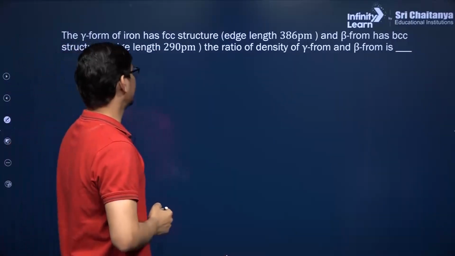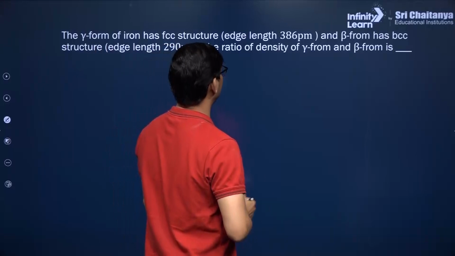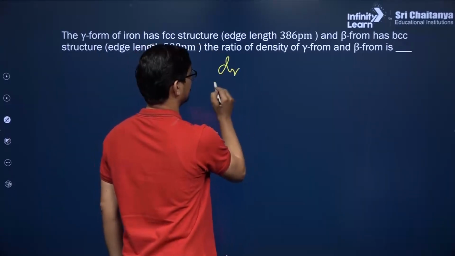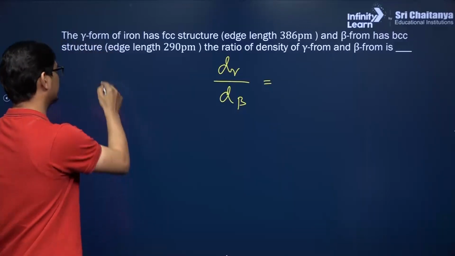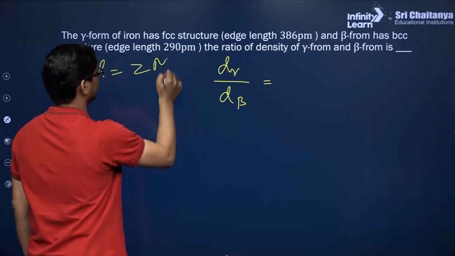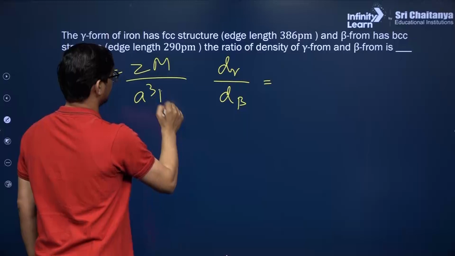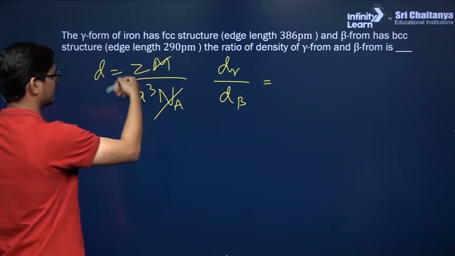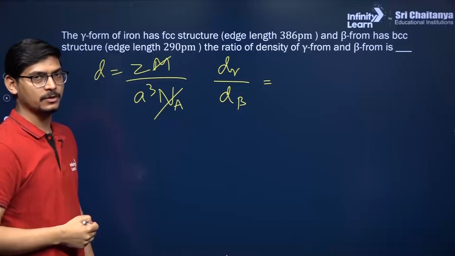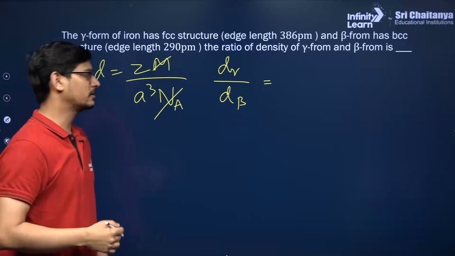The gamma form of iron has FCC structure. What is the ratio of density of gamma form divided by the density of beta form? Now we guys know that density is Z times M divided by a cube times NA, right? So molar mass will be same, Avogadro number will be same, so it will be proportional to Z divided by the edge length cube, right?